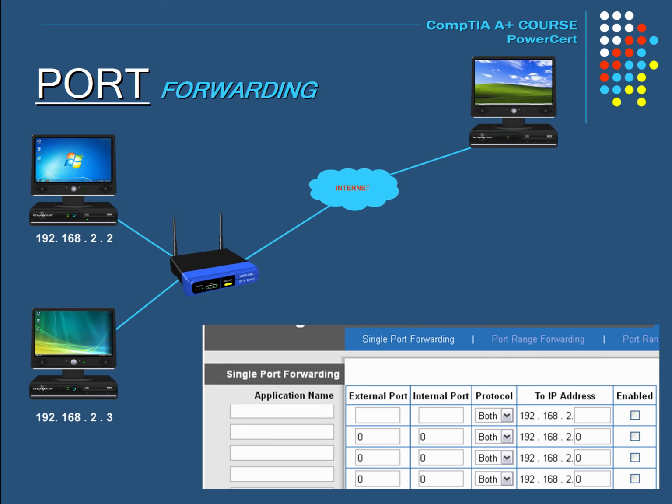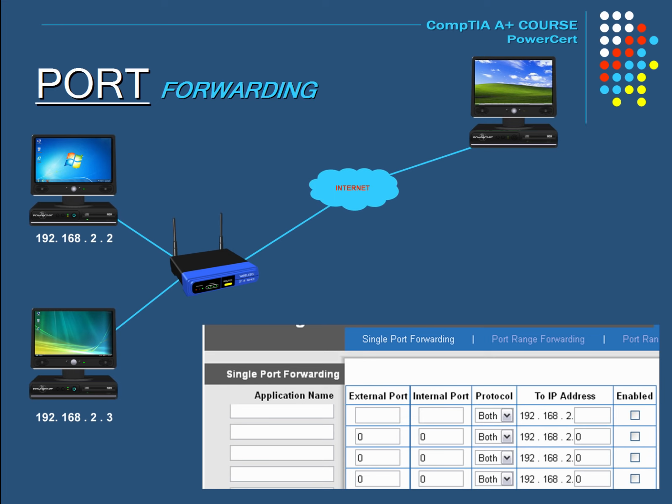Another option on the configuration page is port forwarding. And on this page, you can customize port services for certain applications. So when a user sends these types of requests to your network from the internet, the router will forward those requests to the appropriate computer.